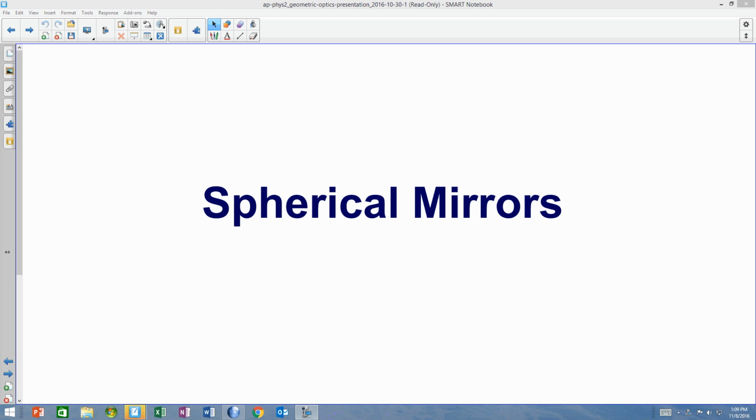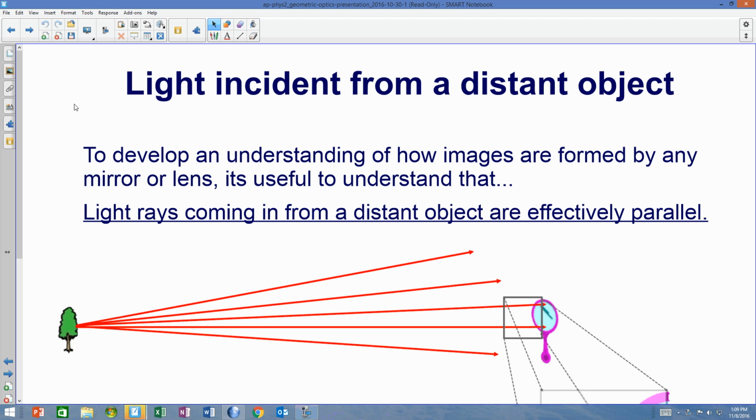Okay, in this video, we're going to talk about spherical mirrors. Light incident can come from a distant object, and so the farther away the object is, the more parallel those rays appear to be to somebody viewing them very far away.